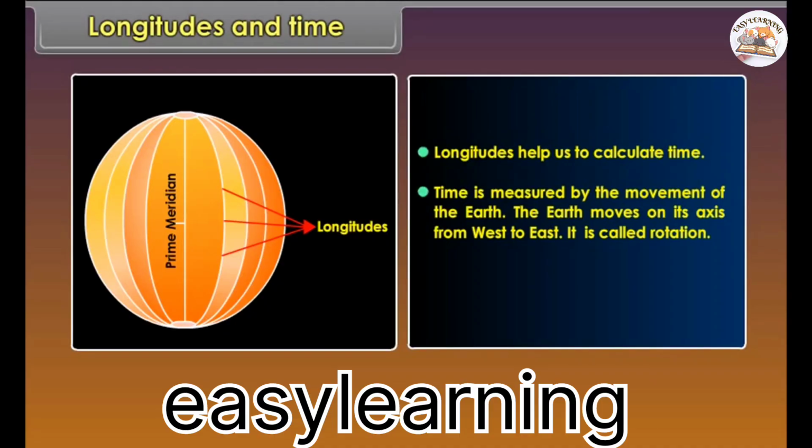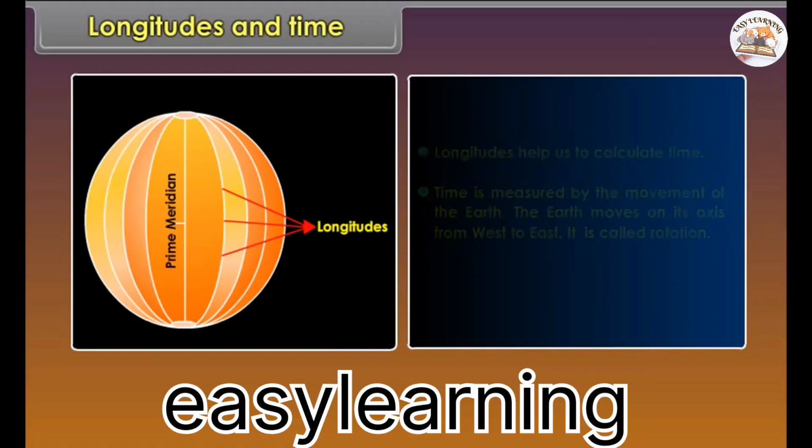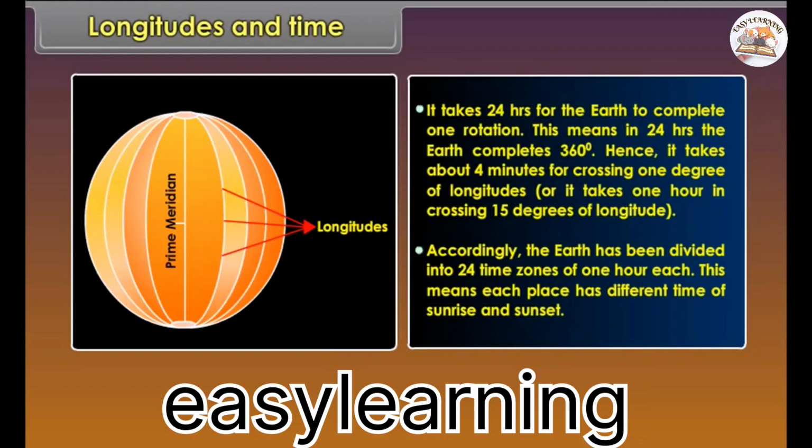180 degrees east and 180 degrees west is one longitude. Longitudes help us in calculating time of various places on the earth. The distance between longitudes is maximum at the equator and it goes on decreasing towards the poles. Longitudes and time. Longitudes help us to calculate time.